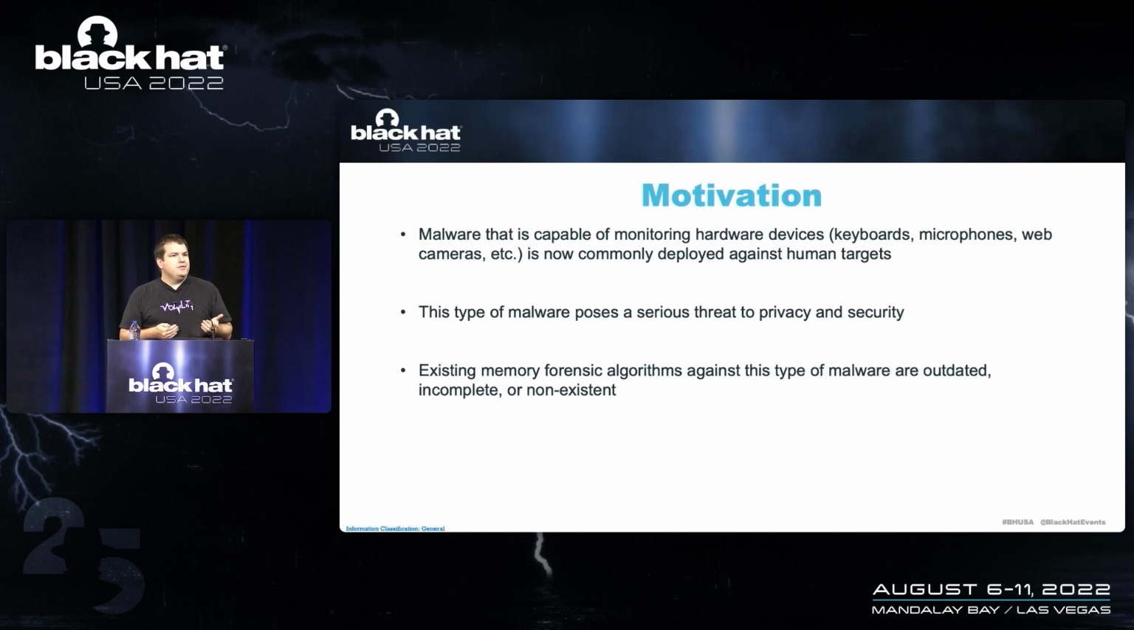So what we wanted to do was get it to where our memory forensics algorithms, our tools like Volatility, could just automatically find these, rip these out of memory, and make it where attackers know if they're going to use these types of techniques, they're going to be caught rather quickly.